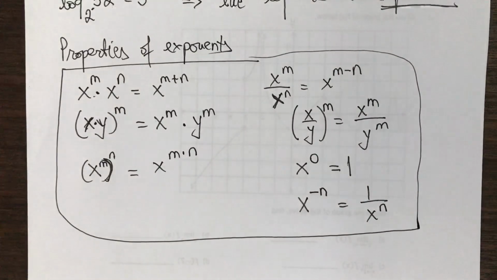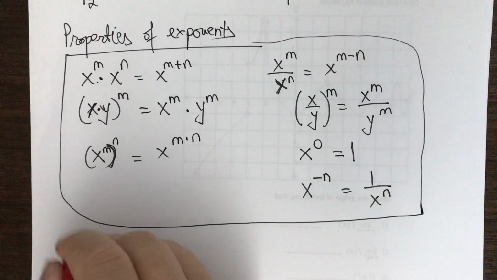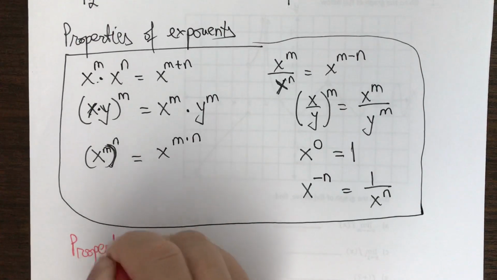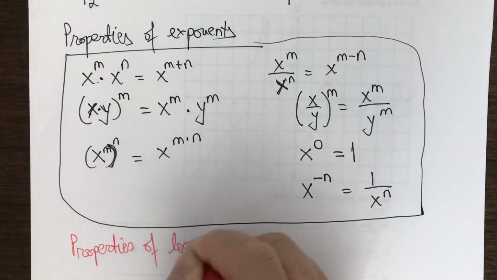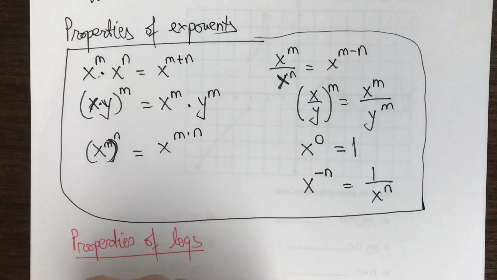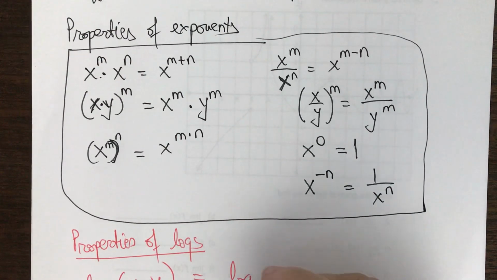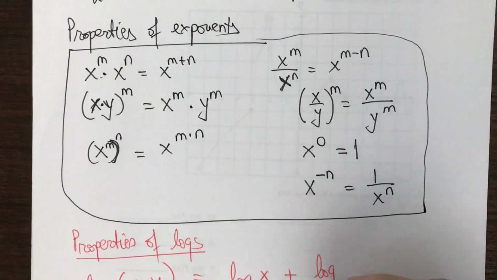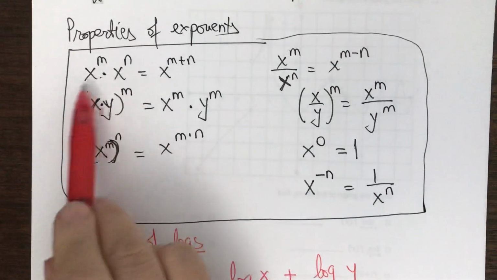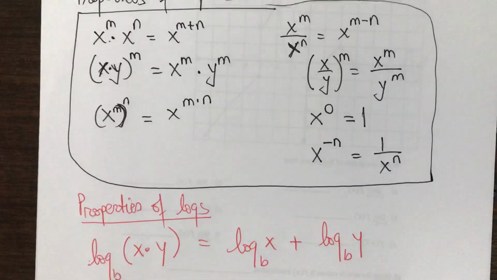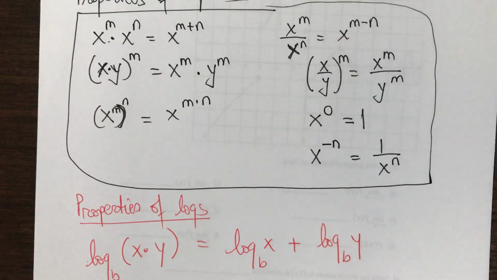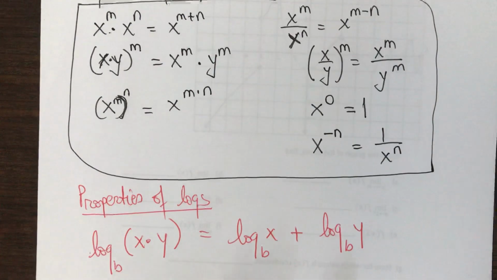Now, how do these properties translate for logs? Well, let me write them out for you. Okay, first things first, if you have a log with some kind of base b, and there's a product inside, what you get to do is split that log into the two factors by adding the logs. So that really comes from property number 1 that says if you multiply numbers with the same base, you add up the exponents.